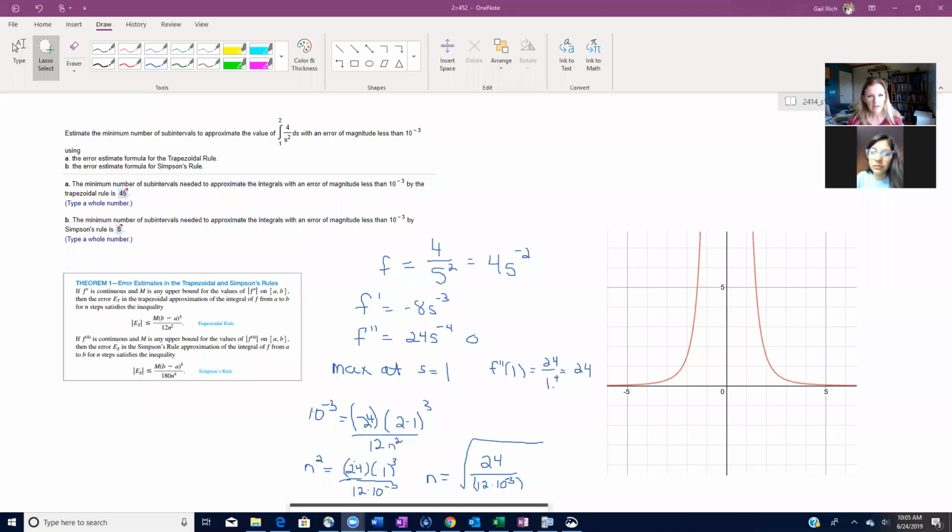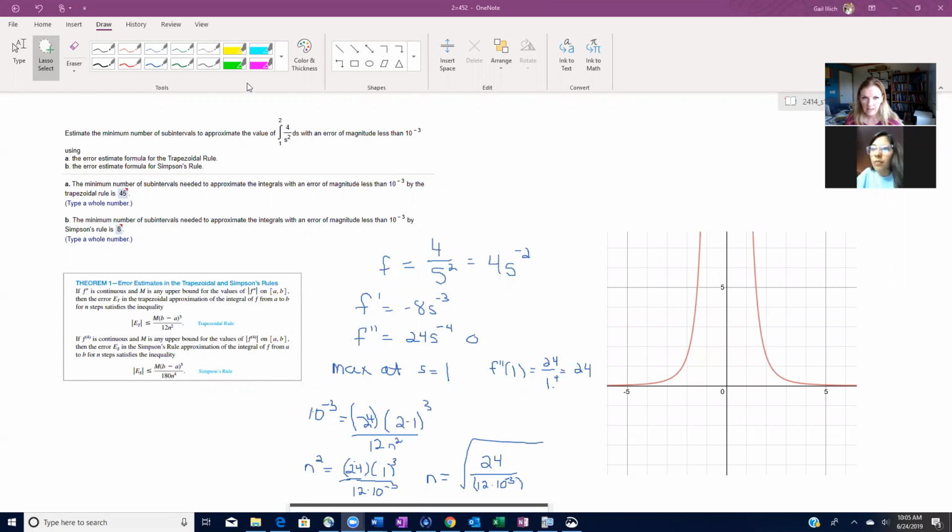All right, okay. So I am here with Allie, and we are going to work number 7 on her section 8.7, which has to do with finding the error, or finding the number of subintervals you need in order to get within a certain error using either the trapezoid or the Simpson's rule.